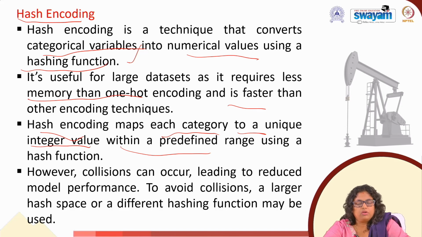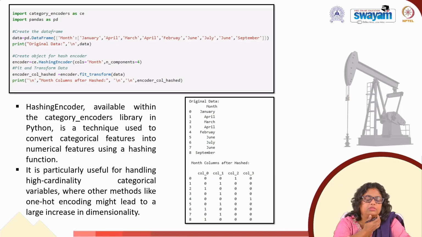Okay. However, as we have seen, there could be chances of collision occurring, leading to reduced model performance. To avoid collision, a larger hash space or a different hashing function may be used to tackle this. So checking this with the coding.